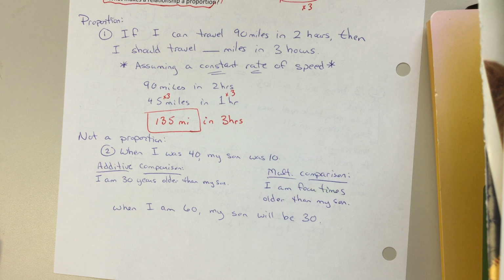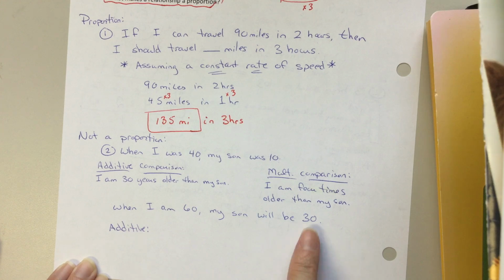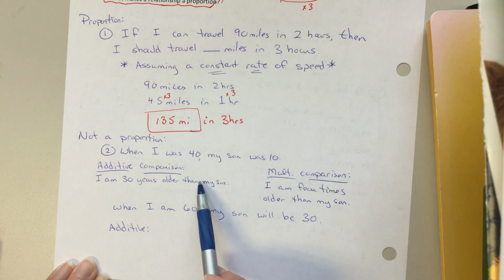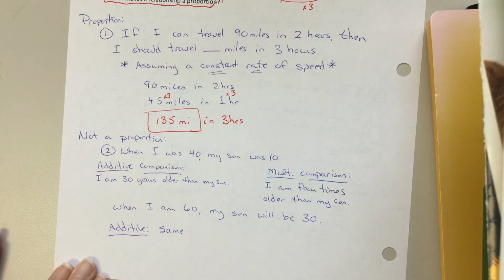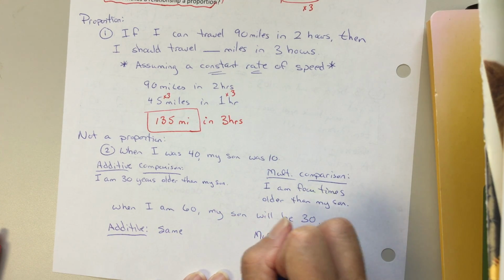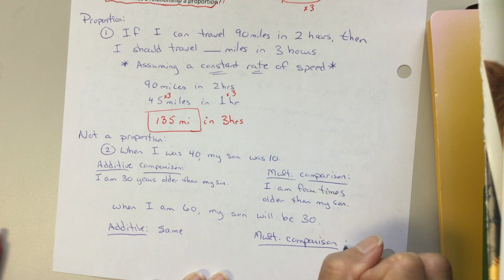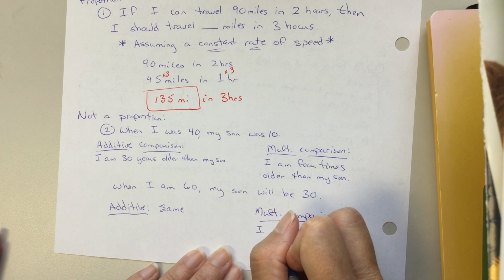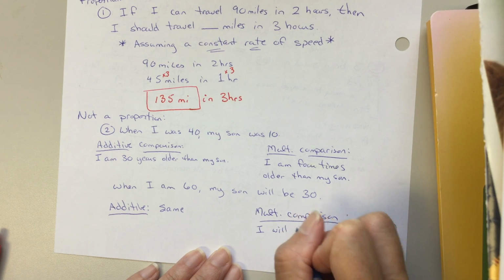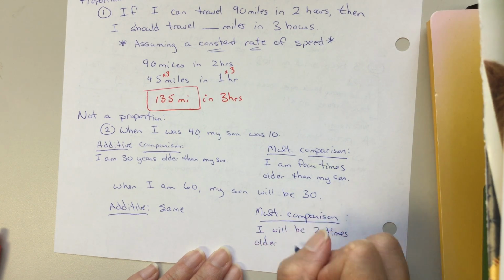All right, so if I look at this data set, let's think about the additive comparison. So what do I need to add to 30 to get 60? Well, it would be the same as the one up here. I would still be 30 years older than my son. So I'm just going to write same. But if we look at the multiplicative comparison, it's going to be different. So now if I look at what to multiply to 30 to get 60, it would be 2. So I will be 2 times older than my son.